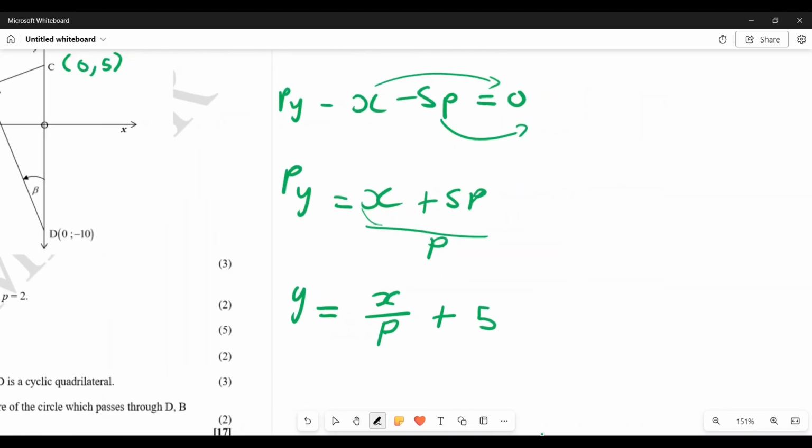Remember, this here can be written as x over p plus 5p over p. Hence I said this is going to be x over p. And as a result, the p here is going to cancel out with that, so we're going to be left with 5.